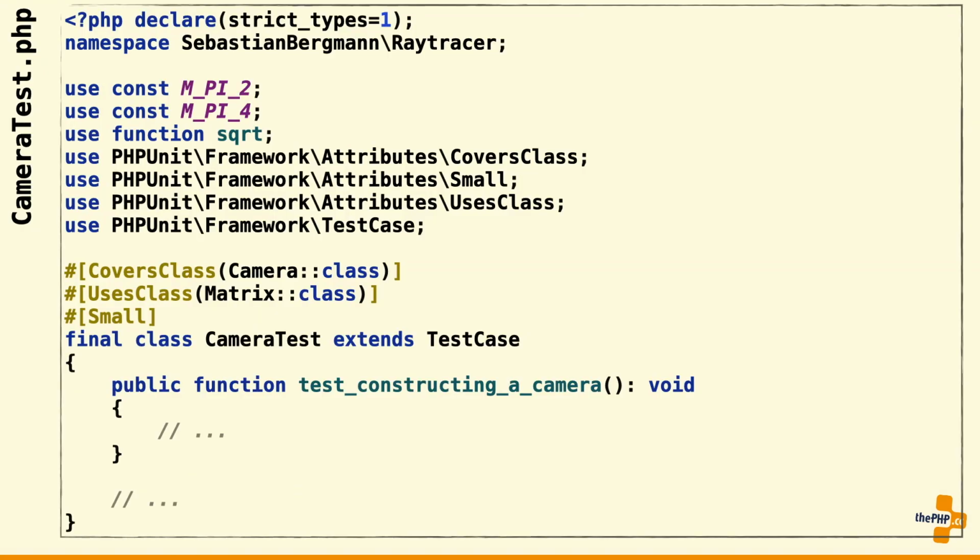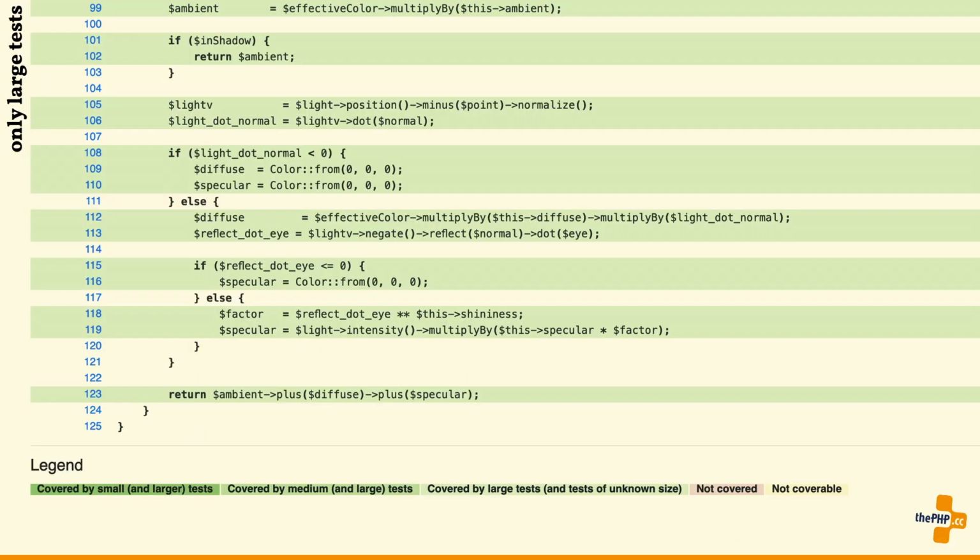I need to go back. I forgot to mention there's also another attribute there, Small, which makes your intent clear that you think of the tests in this test class as being unit tests. Tests that want to test a small unit of code in isolation from everything else.